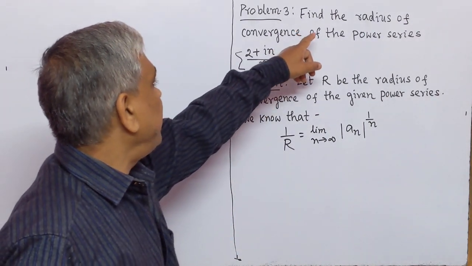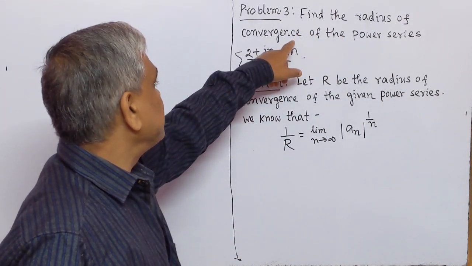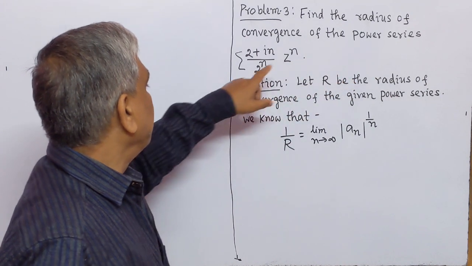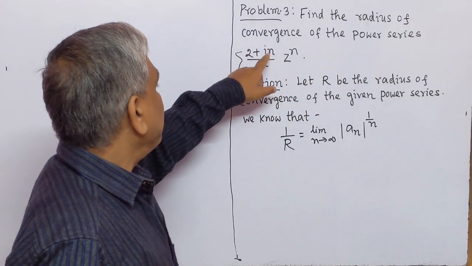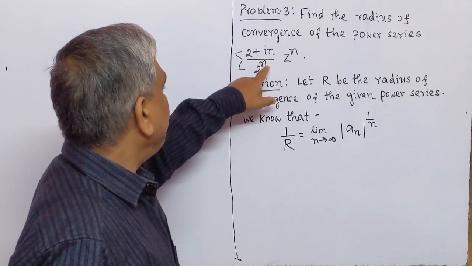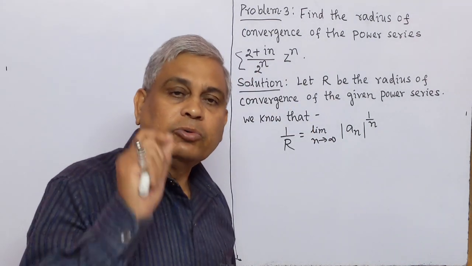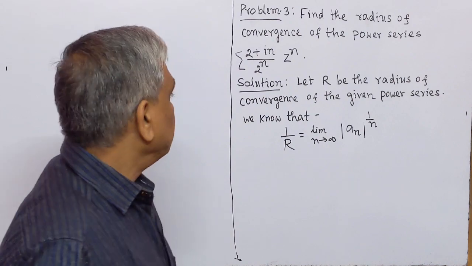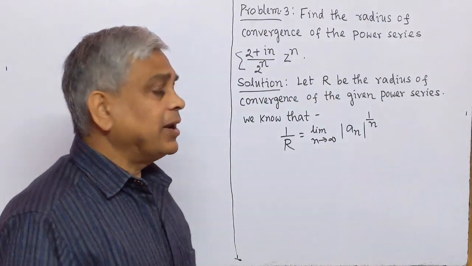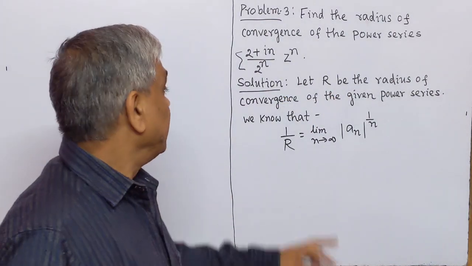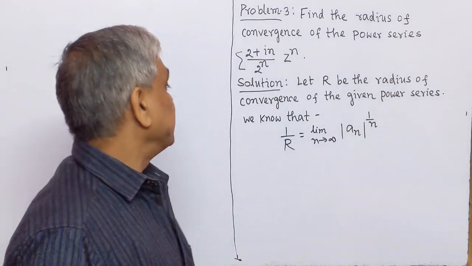Next problem is find the radius of convergence of the power series sigma (2 plus in by 2) to the power n multiply z to the power n. Now we solve this. Solution. Let r be the radius of convergence of the given power series.